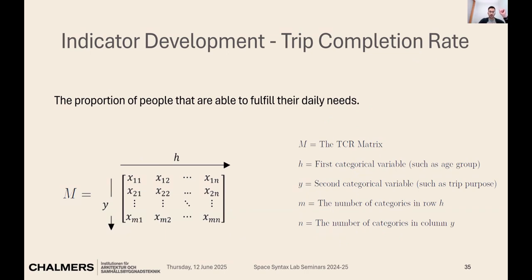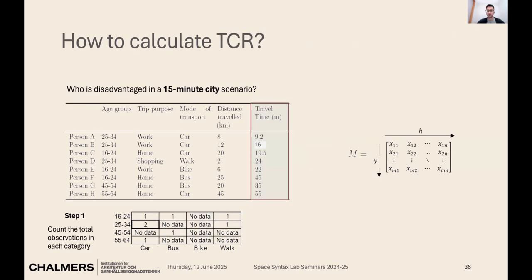Next, to be able to evaluate how successful residents are, we developed an indicator called a trip completion rate. So trip completion rate is the proportion of people that are able to fulfill their daily needs under some travel metric. So the metric, for example, could be trip distance or trip time. And then we could say how many residents are able to fulfill their daily needs in under 15 minutes, for example.